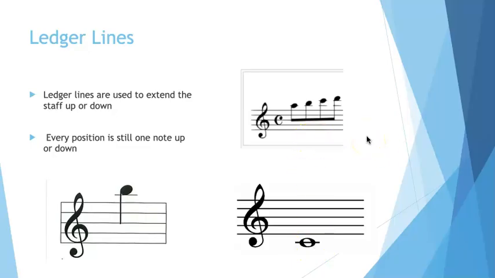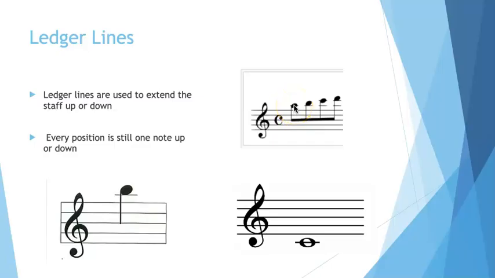So to figure out the notes of the ledger lines, we have to remember how every position up or down, whether it's a line or a space, is going up and down the musical alphabet. So our acronym sentence taught us that the very top line of the treble clef was the F note, which means the very next position will be G, and then the next one will be A. So this first ledger line would be an A.